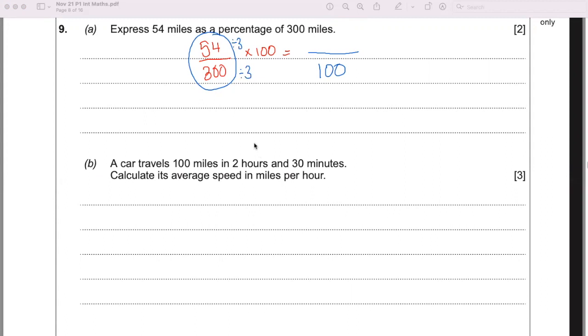Now, I'll give you a hint on how to see if 3 goes into a number or not. If you add the digits, 5 plus 4, that gives you 9. Does 3 go into 9? Yes. So 3 goes into 54 wholly. Okay, so you can try that first before you do the bus stop method. Okay, so do the bus stop method.